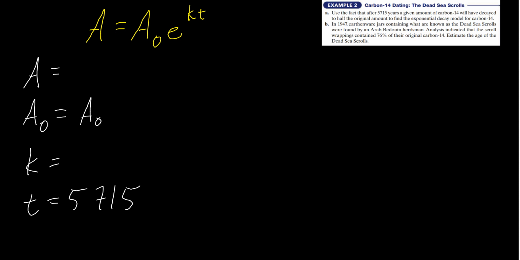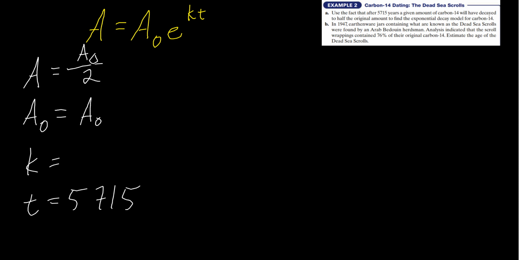Okay, so we don't have the actual original amount, A naught, but let's read further. After 5,715 years, a given amount of carbon-14 will have decayed to half the original amount, and again, the original amount is the original amount, and the amount now is half of the original amount. And this is where it gets a little confusing, but a little clever. The amount now is half the original amount. The original amount, well, was the original amount. We don't know the original amount, but in this particular case, it doesn't matter, and you'll see why here.